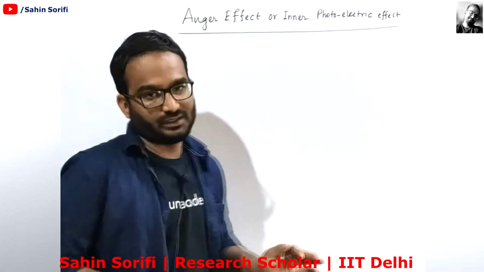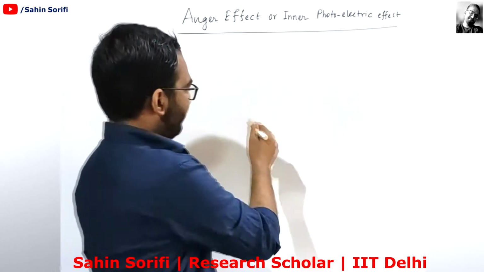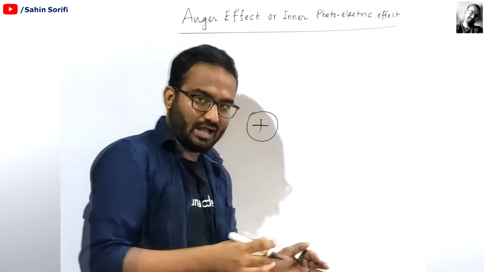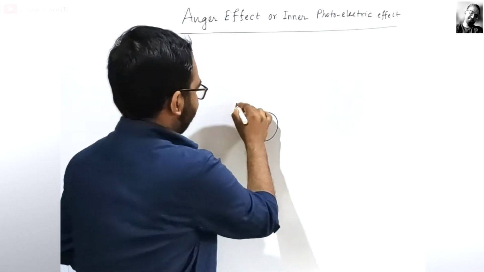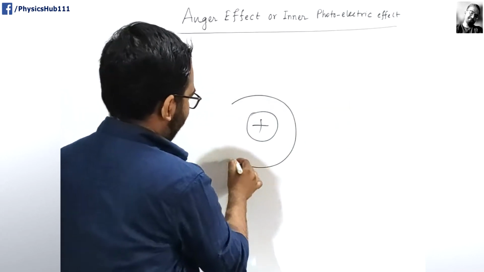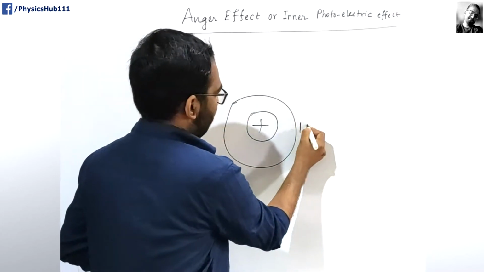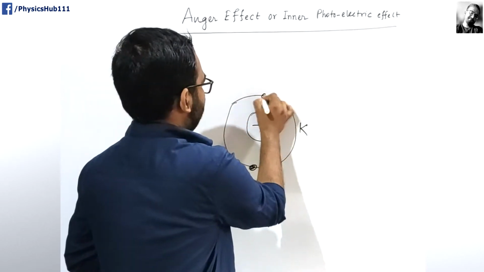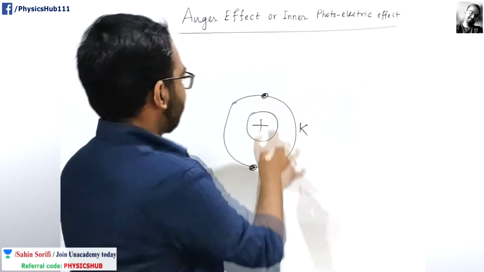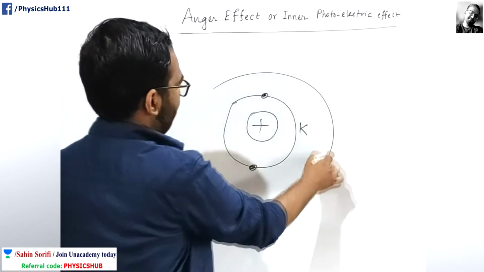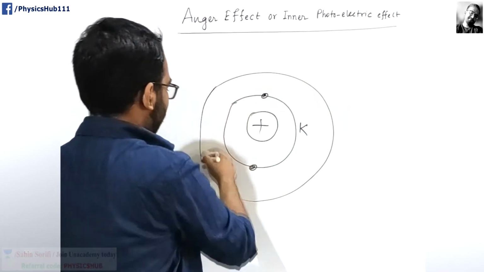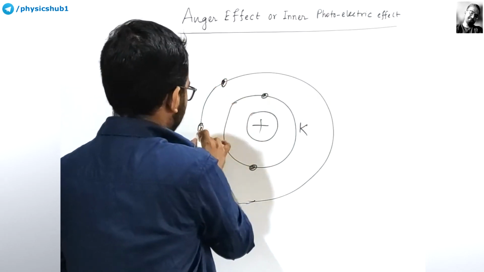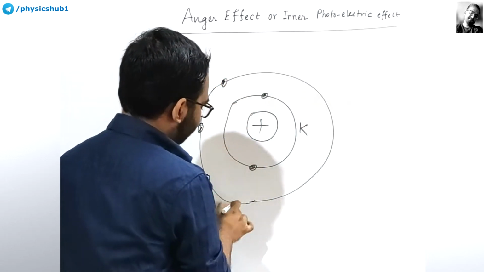So let me just briefly tell you what Auger effect is. We are taking an atom. The atom will have its positive ion core, the nucleus, and it will have its K shell, which will have 2 electrons. Let's say we are denoting this electron like this. Now we are considering another shell, the L shell, and according to the formula 2n squared, it will have 8 electrons. We are not showing all the electrons, only a few.